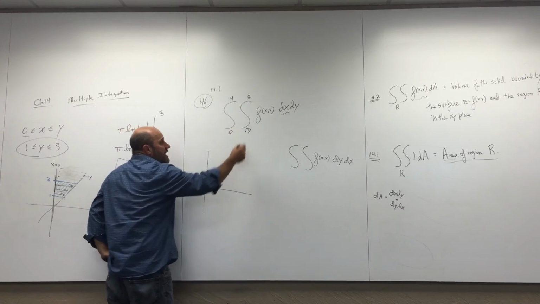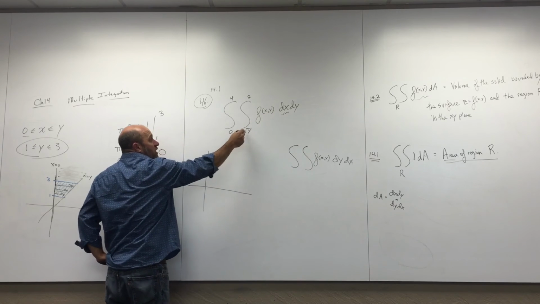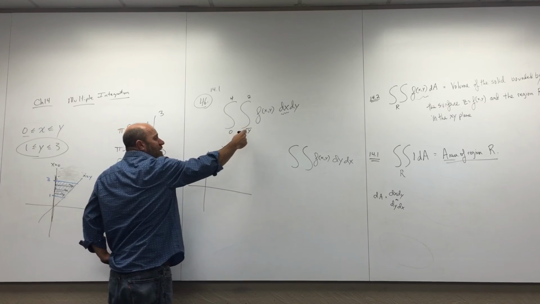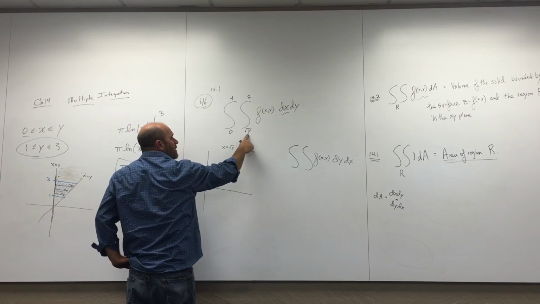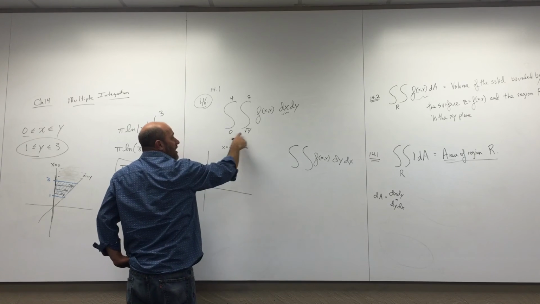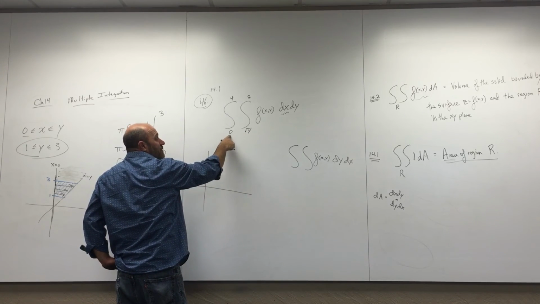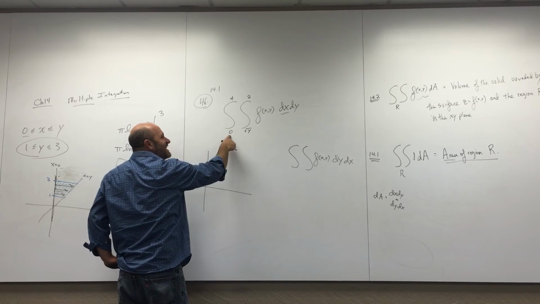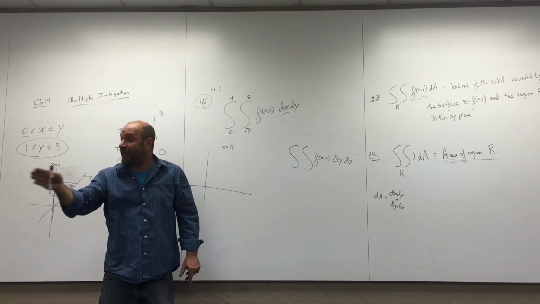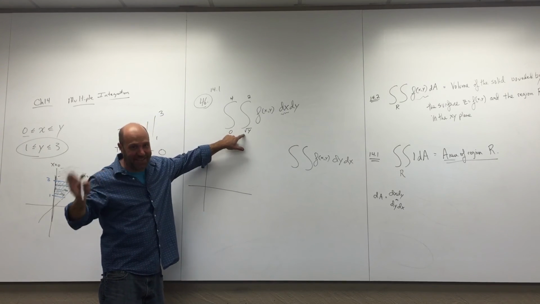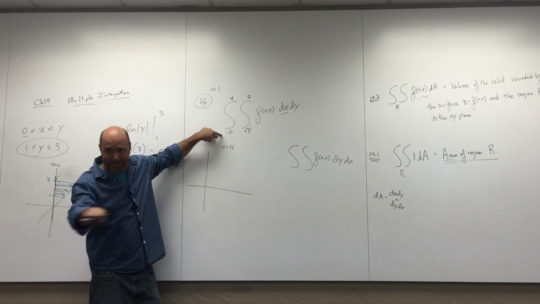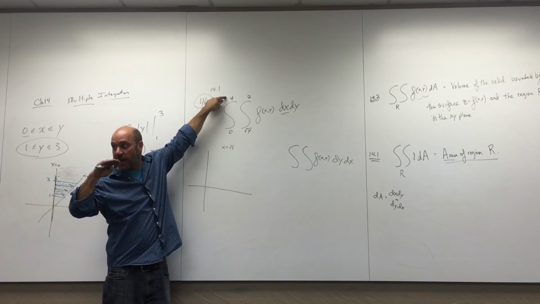What's going on in this region? x equals the square root of y. That's one of my bounds. In fact, that's my left bound. Why did I call it a left bound instead of a bottom bound? Well, because it's a bound for x, and x moves left to right. So the lower bound of x is on the left. The upper bound for x is on the right. The lower bound for y is on the bottom, and the upper bound for y is the top.